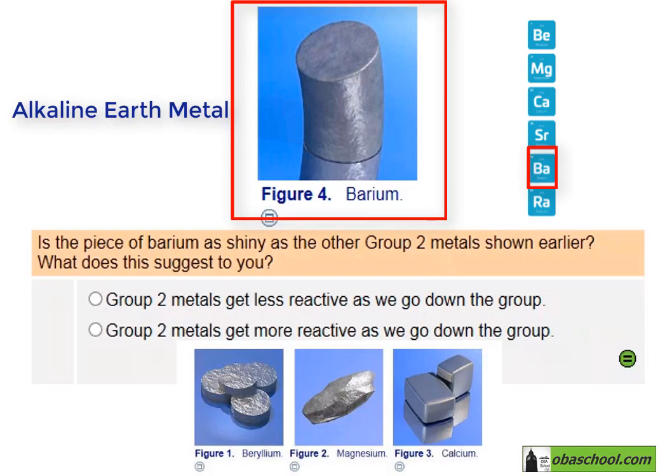Remember that barium is near the bottom of group number 2. What does this suggest to you? Group 2 metals get less reactive as we go down the group, or group 2 metals get more reactive as we go down the group?